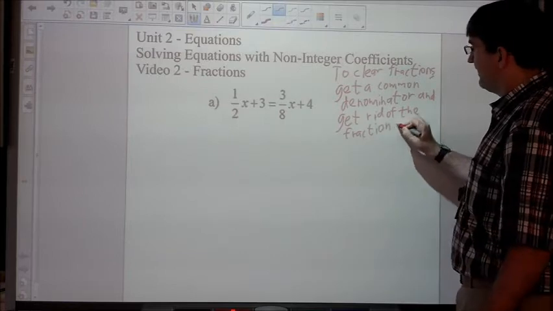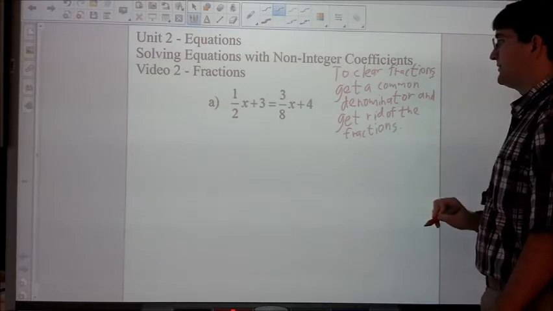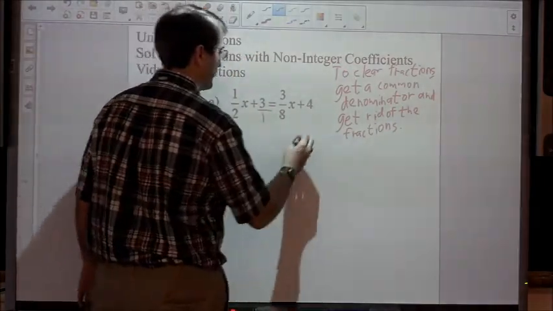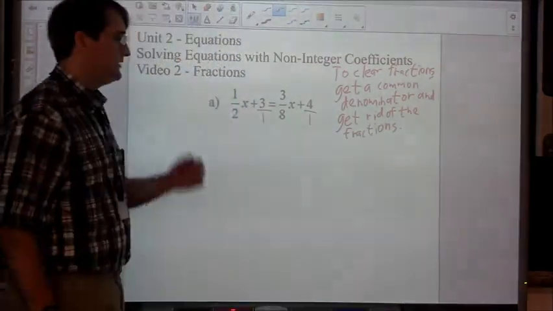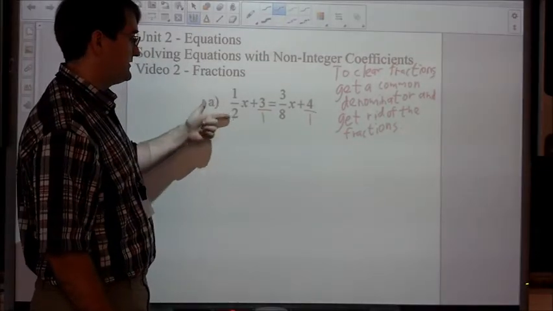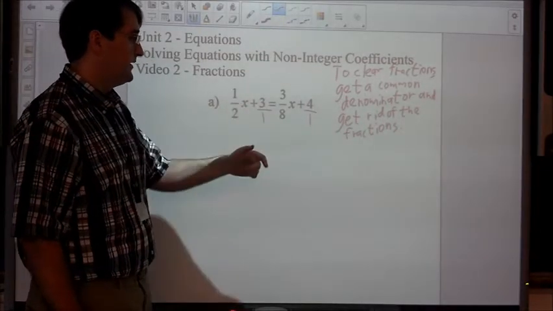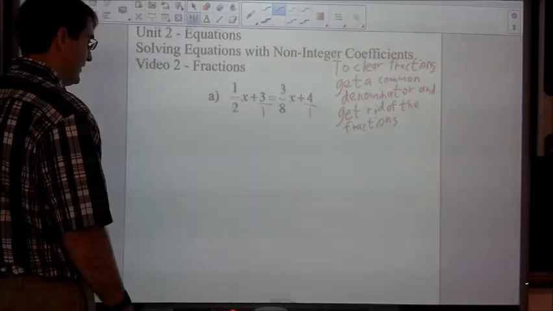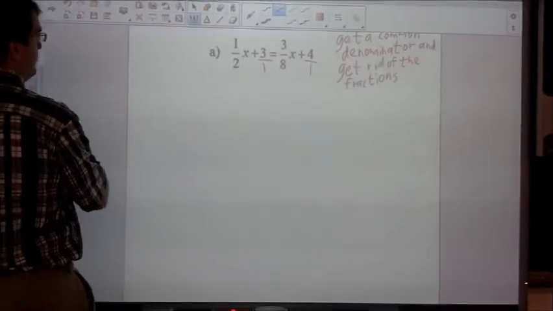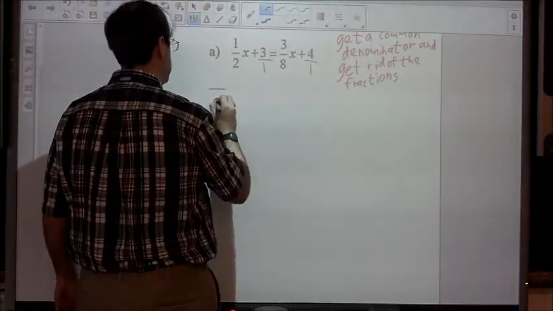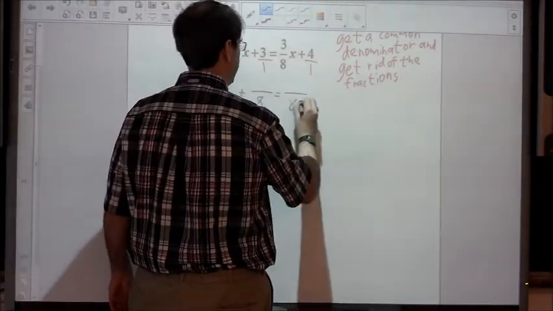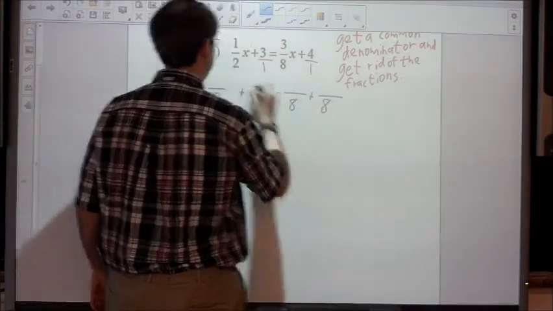This example, 1/2 x plus 3 equals 3/8 x plus 4. First of all, don't forget, that 3 can be written as 3 over 1, and that 4 can be written as 4 over 1. So we have to look at the fractions to get a common denominator. I see 2, 1, 8, and 1. So my common denominator with all of that is going to be 8. So divide by 8, divide by 8, divide by 8, divide by 8.